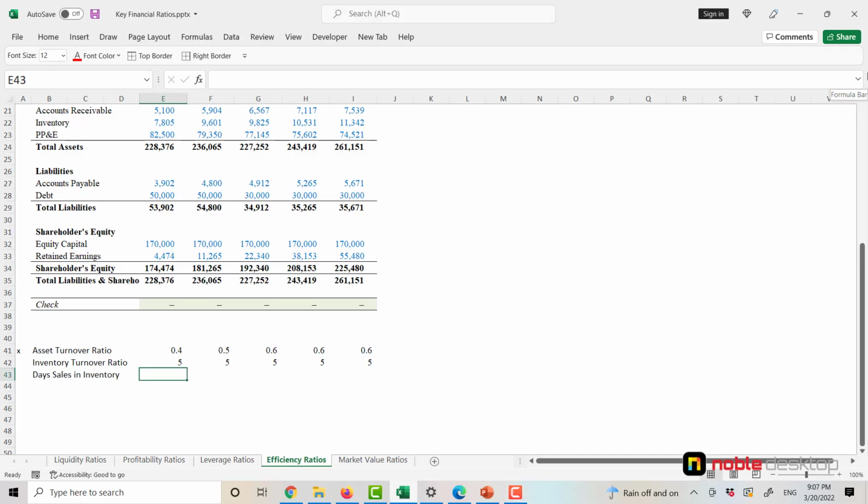So let's calculate days sales in inventory for our company. It's going to be 365 days divided by inventory turnover ratio. And if I fill it to the right, for all the years, we can see that days sales in inventory is from 72 to 73.